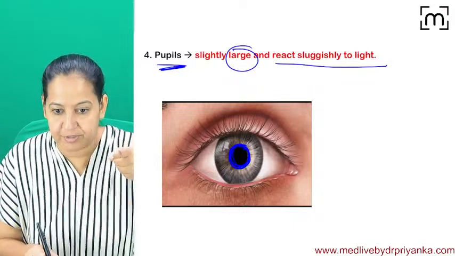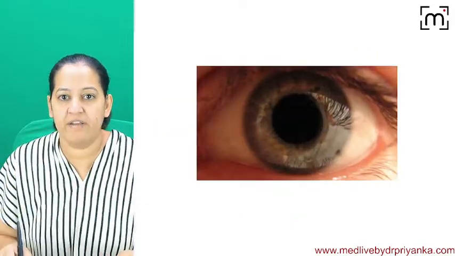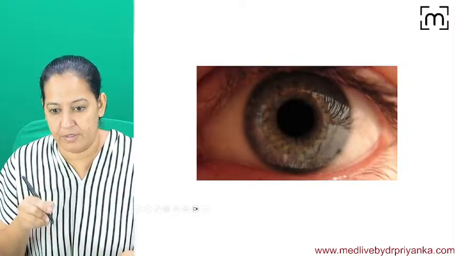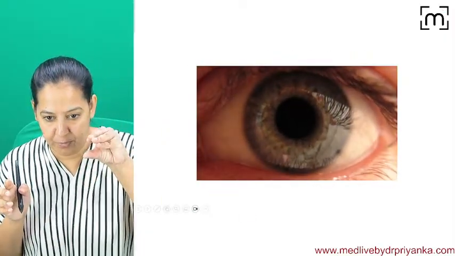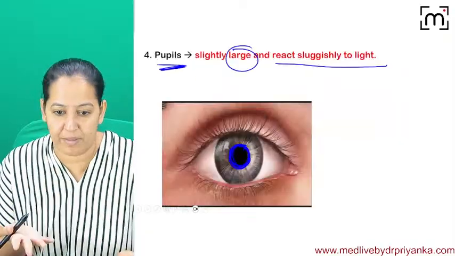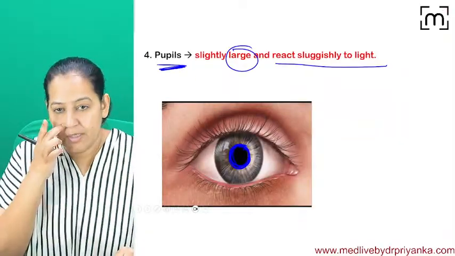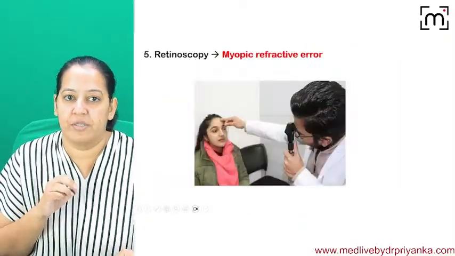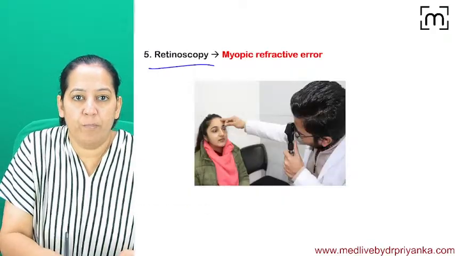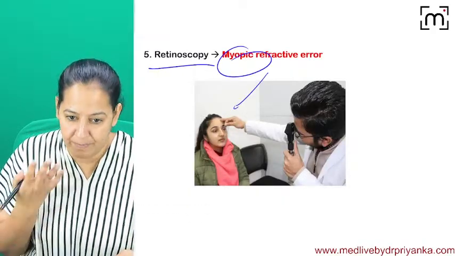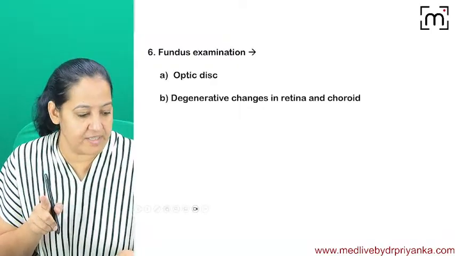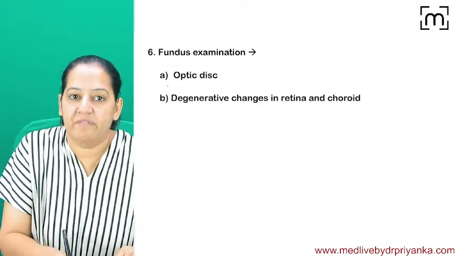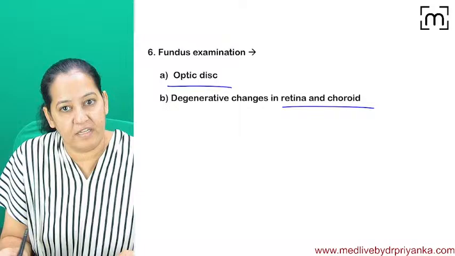If you put light, miosis occurs. Whenever we put light on the pupil, miosis occurs. You can see the pupils constrict, and this is the normal light reflex. Here it will be a little bit sluggish. So that is the pupil. If we do retinoscopy, we will get a myopic error. And last is fundus examination. In the fundus examination, we will examine two things: number one, optic disc; number two, retina and choroid.